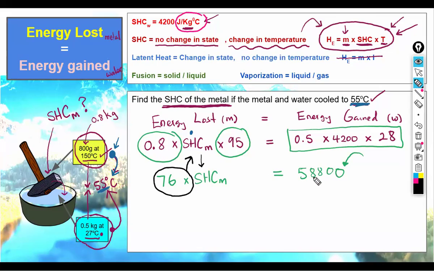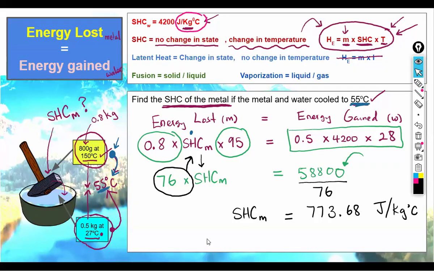The 76 is a multiply, throw it across, you get what? A divide. So if you divide it, you get 773.68, if you go to two decimal places, and the units are joules per kilogram degrees Celsius. So the specific heat capacity of that mysterious metal is 773.68.